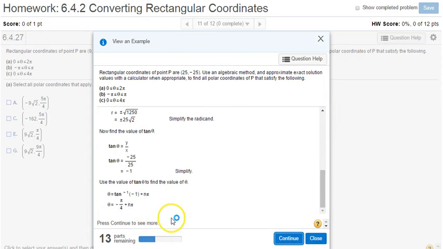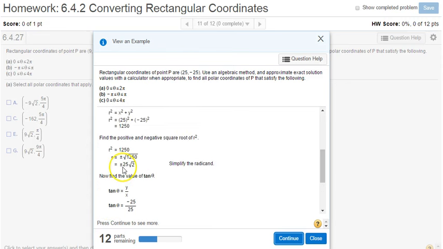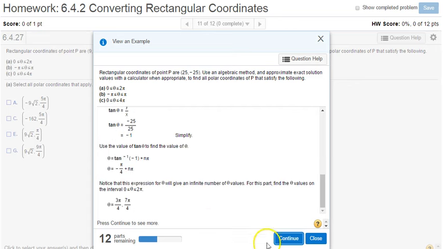Now, for the values between 0 and 2 pi, which is what we're going to focus on for part A, the two most prominent ones are going to be the 3 pi over 4 and the 7 pi over 4 that we already pointed out. So these are our two theta values, which are paired with our two r values that we found earlier, positive 25 square root of 2 and negative 25 square root of 2.